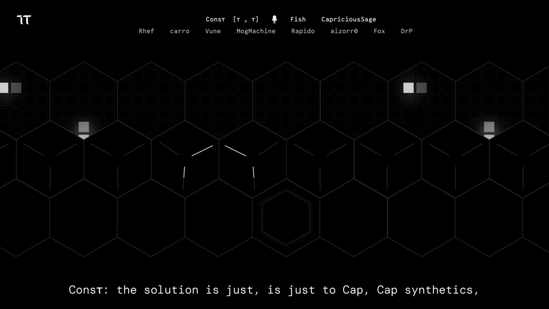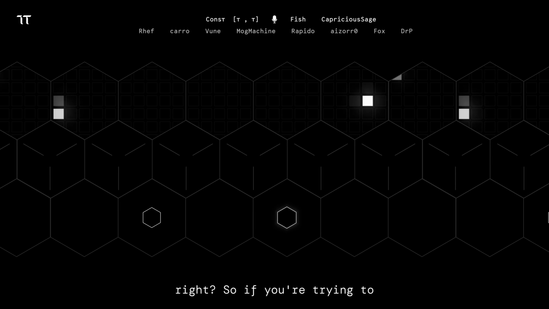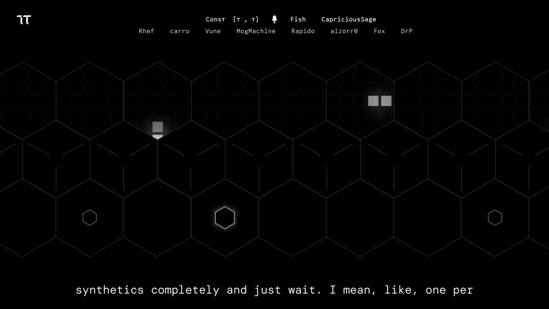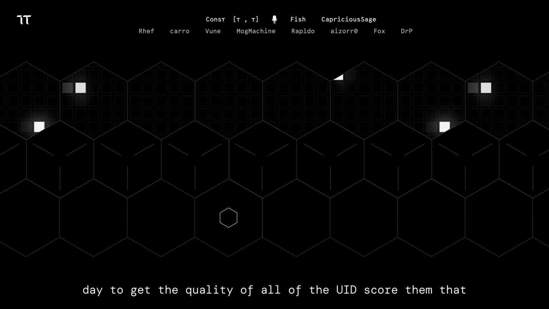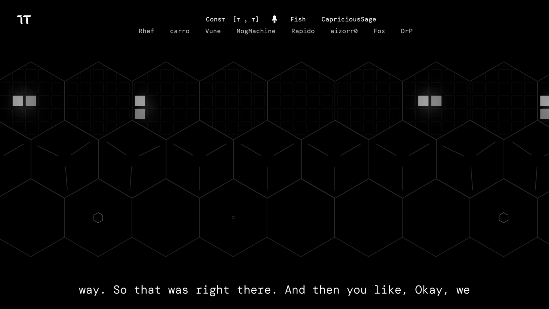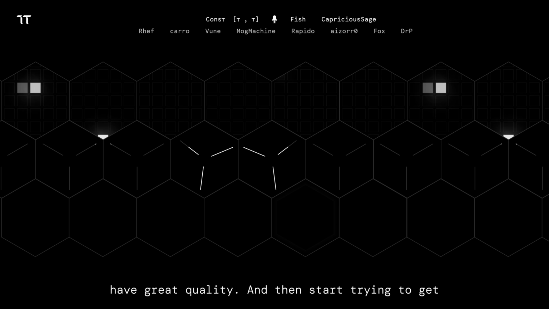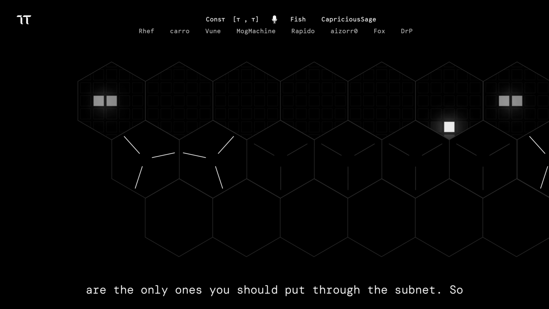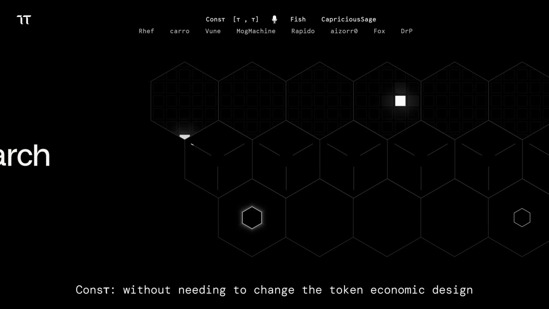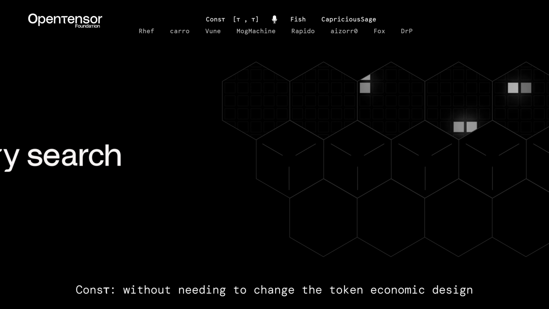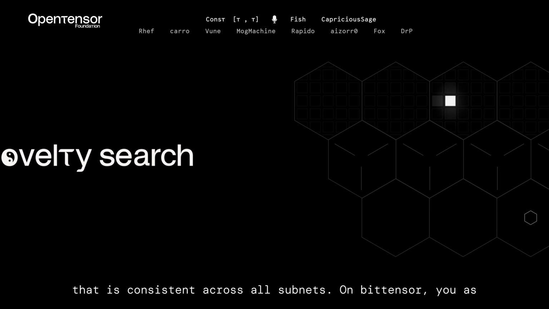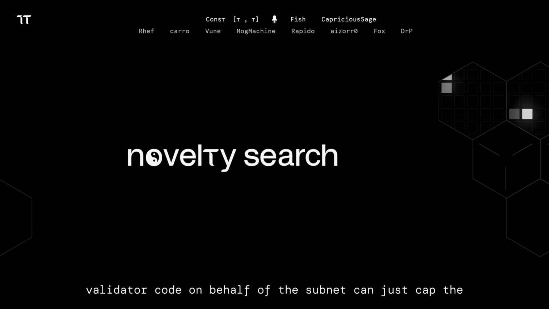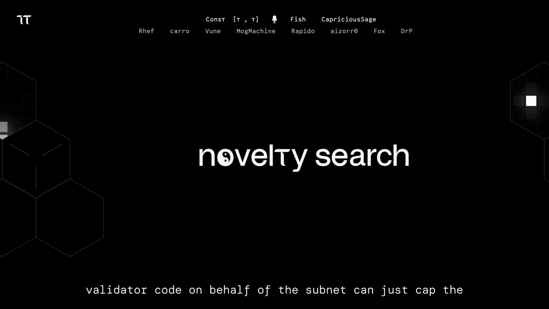And then the solution is just to cap synthetics, right? It's obvious. Basically everyone should just turn off synthetics completely and just wait. I mean, like one per day to get the quality of all of the UIDs, score them that way, set weights right there, and then you're like, okay, we have great quality, and then start trying to get integrations with other apps, and those are the only ones you should put through the subnet. So without needing to change the token economic design that is consistent across all subnets on Bittensor, you, as the subnet creator and the person that can change the validator code on behalf of the subnet, can just cap the number of synthetics.